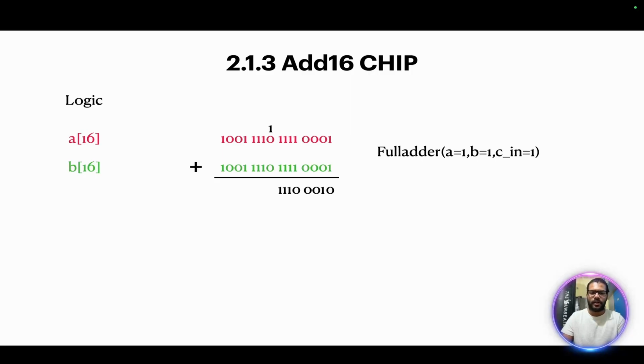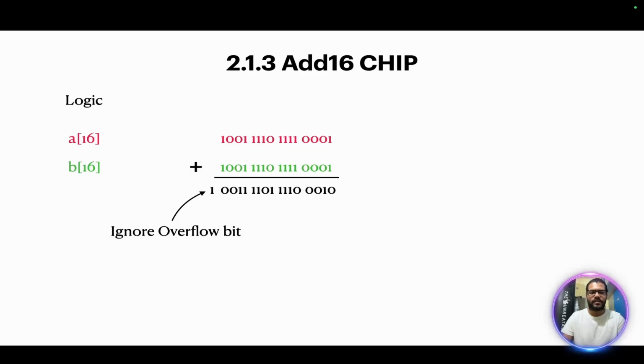And then continuing this operation, you should be getting this number. We took two 16-bit numbers. In the end, you have one extra bit. This is called an overflow bit. We ignore this overflow bit in nand2tetris. So there you have it.